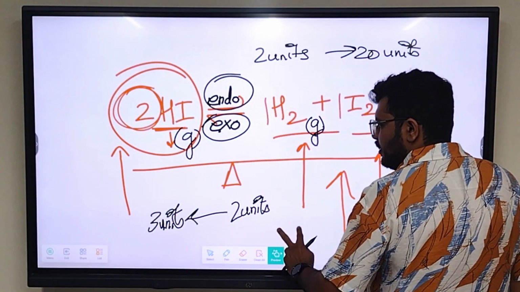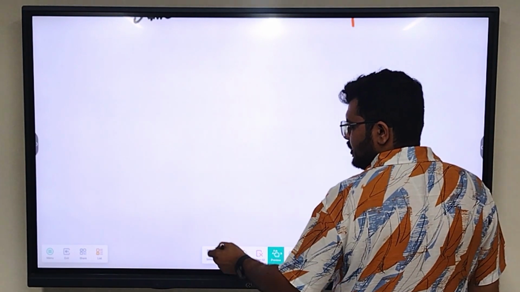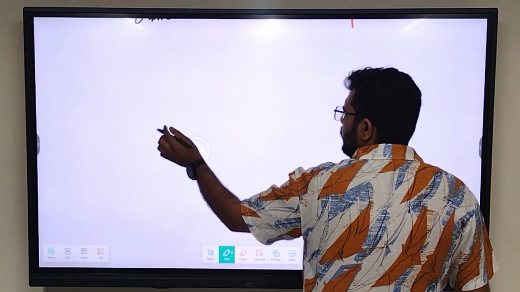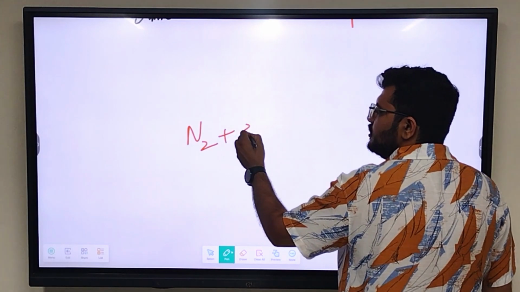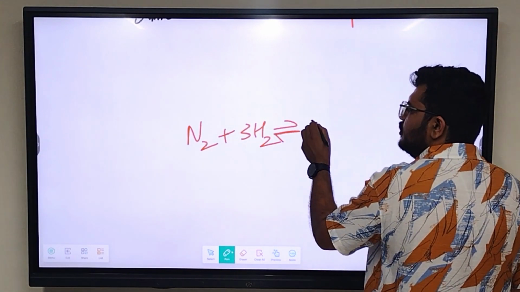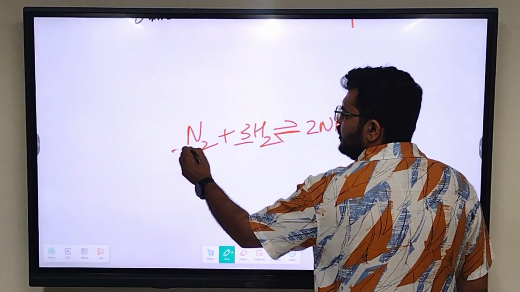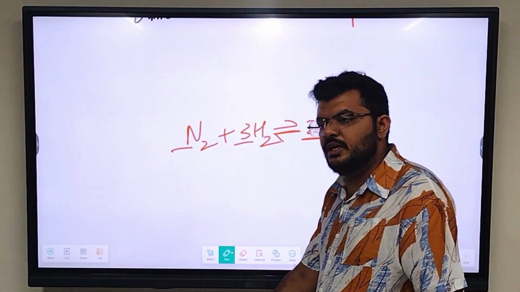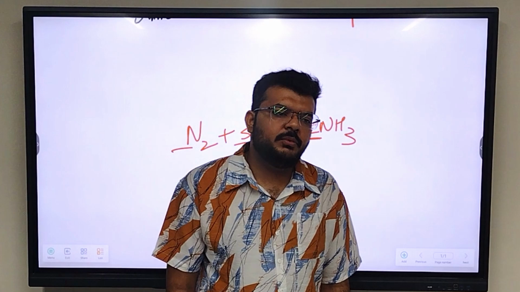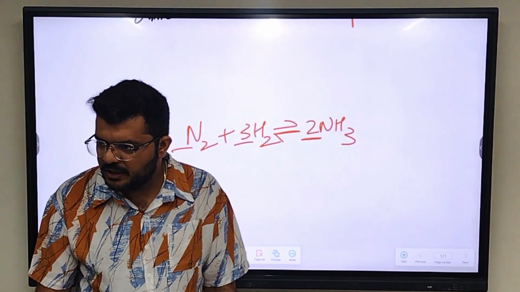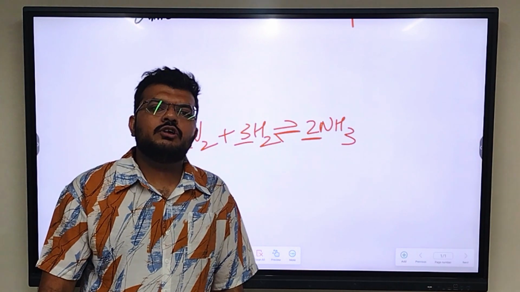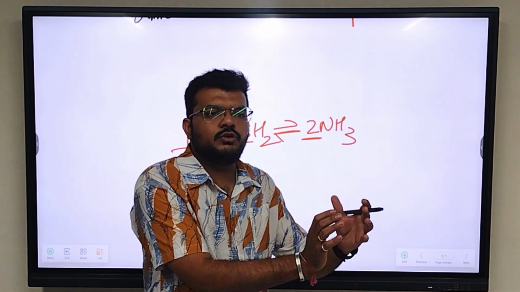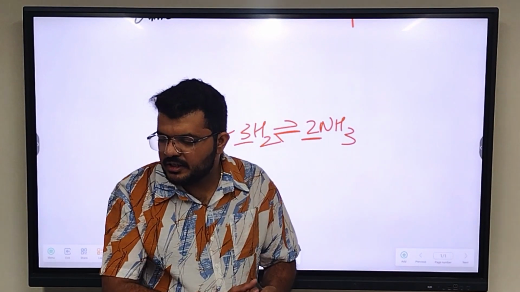But let's look at another equation. Let's say the equation was this: N2 plus 3H2 reversibly gives 2NH3. Now how many moles are on this side? 4. And here? 2. So in this reaction, if you increase the pressure, what will happen? The equilibrium will try to decrease the pressure. Now equilibrium cannot oppose you in this situation. So what will equilibrium do? Try to make molecules that occupy lesser space. So that will decrease the pressure.